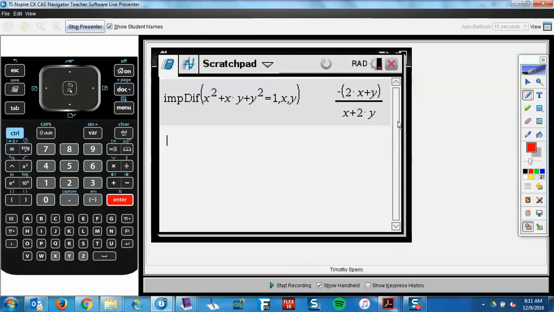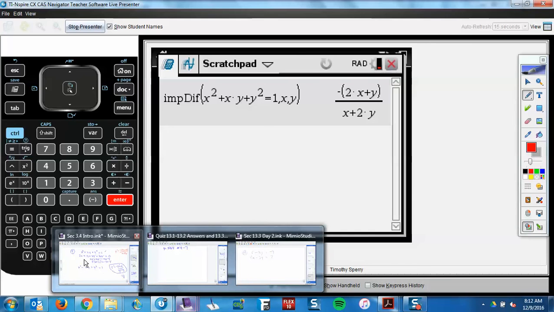Like, how do you know that it's going to be an implicit differentiation? Anytime it's a mixture of x's and y's. If you have a function that's just y equals and then a bunch of x's, then that's just a regular, that's an explicit function. If you've got a mixture of x's and y's throughout the problem, that's when you know it's an implicit differentiation. Okay? All right.